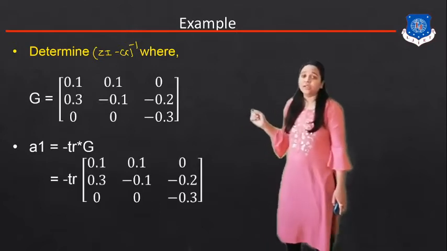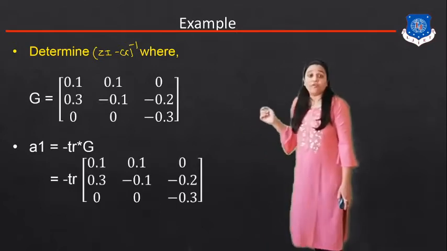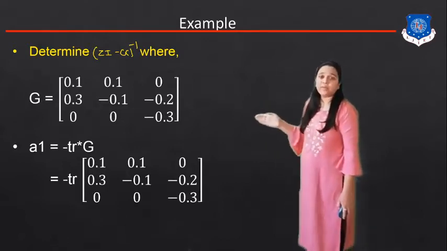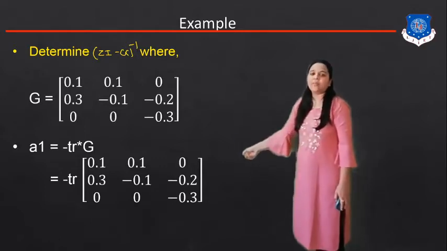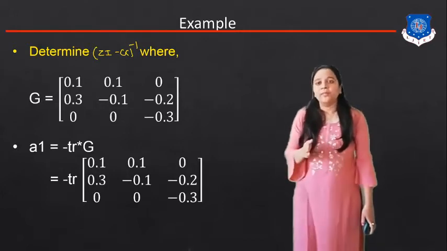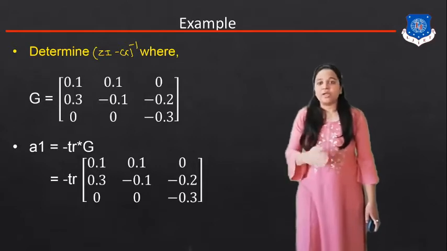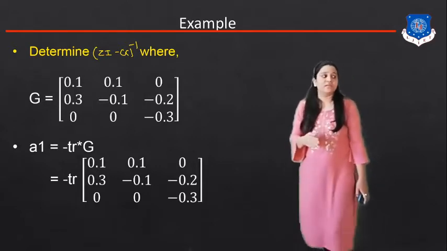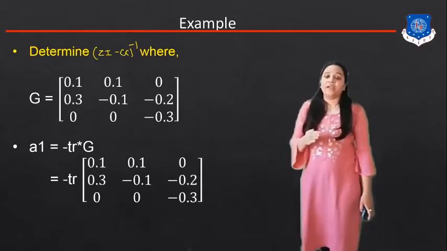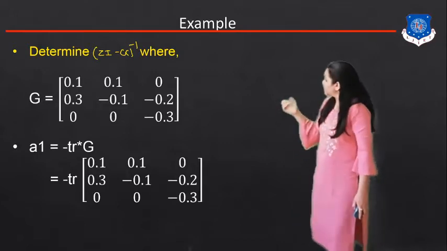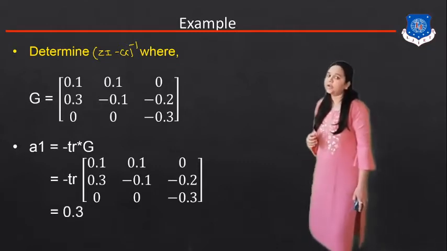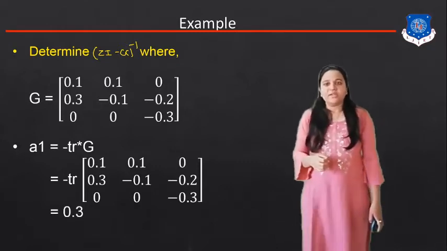Okay, so put here the value of G, and here you can see what the trace is. It is the sum of the diagonal elements. In this matrix the diagonal elements are 0.1, minus 0.1 and minus 0.3. So we can simply add 0.1 plus minus 0.1 plus minus 0.3. The 0.1 and minus 0.1 cancel out and we get minus 0.3. Now A1 is equal to minus trace, so minus minus plus, we get 0.3. So the value of A1 is equal to 0.3.